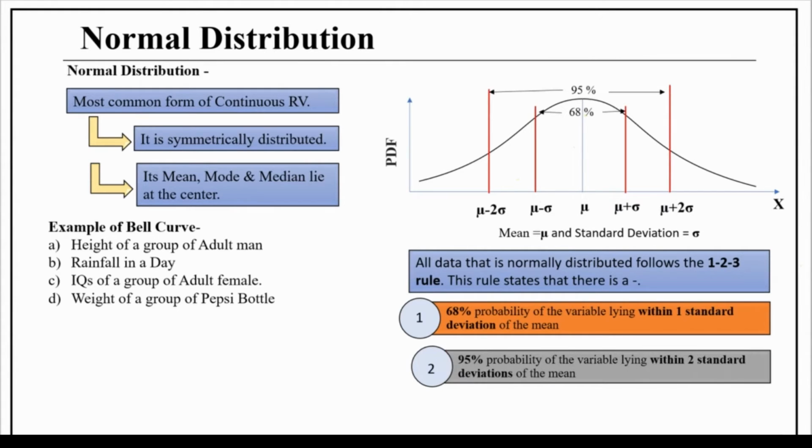And the second rule states that there is 95% probability of the variable lying within two standard deviations of the mean. It means that there is 95% probability of an observed value of a population to lie in a range of mu minus 2 sigma and mu plus 2 sigma, that is this area.